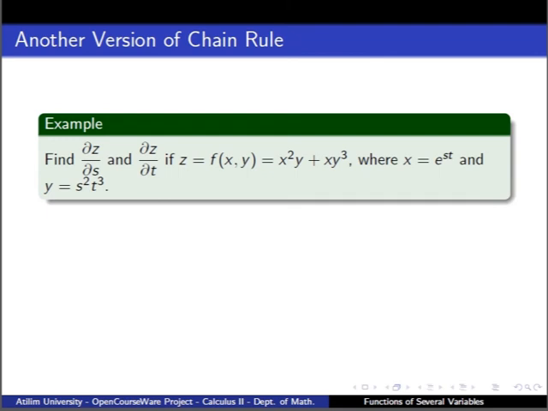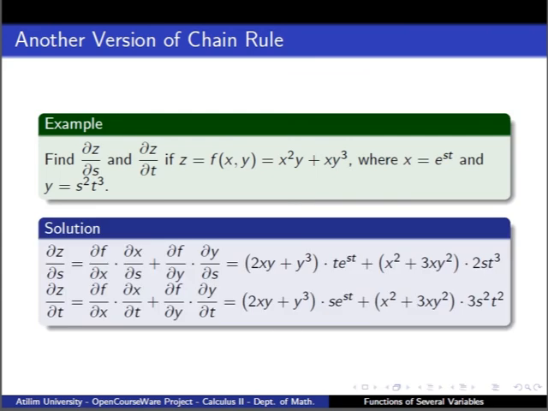This problem, that is to find the partial derivatives of z with respect to s and t, we may use two different methods. We may write those definitions, where del z over del s can be evaluated in this way, and del z over del t can also be evaluated.